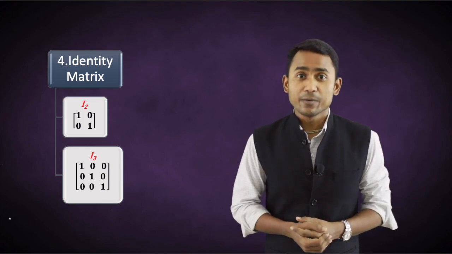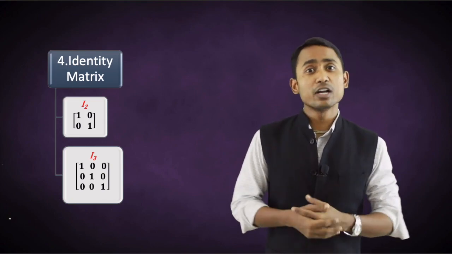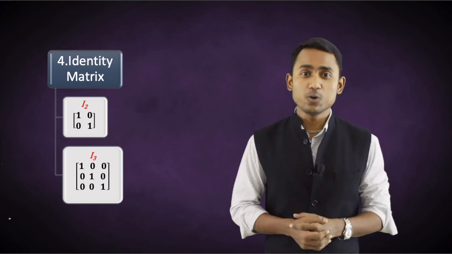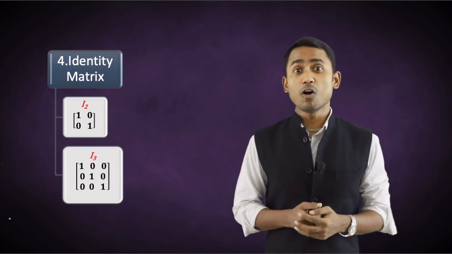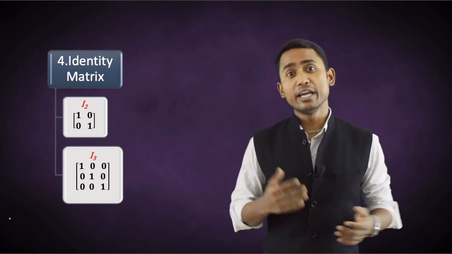We have many types of identity matrix. First one is identity matrix of order 2. It is represented by I, and if it has order 2, then it is represented as I2. Identity matrix with order 3 is written as I3.